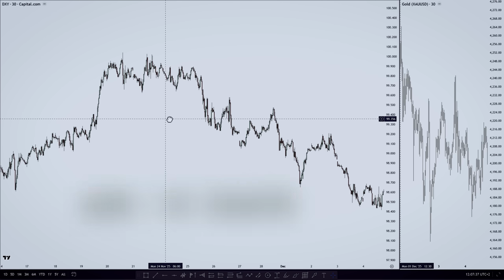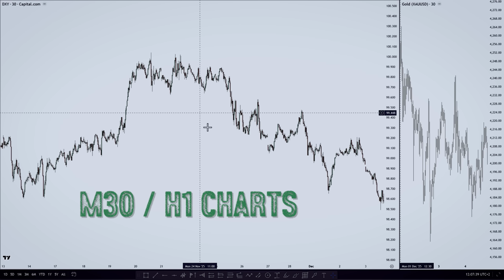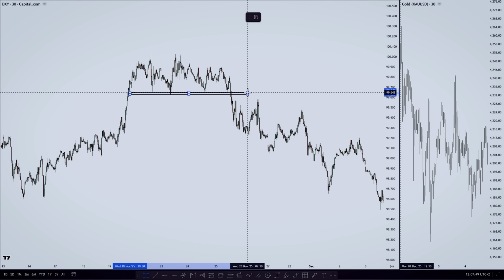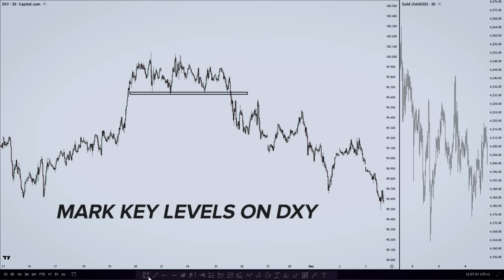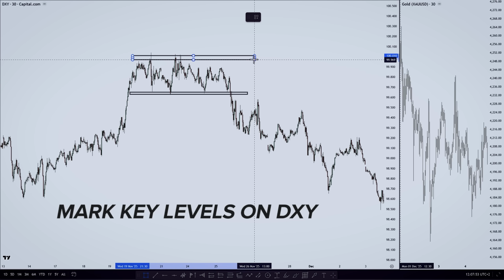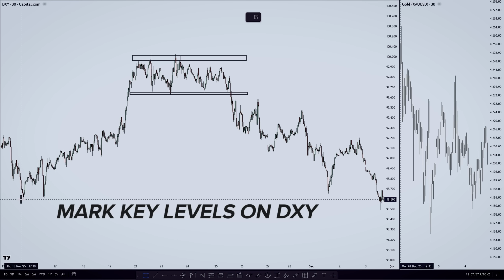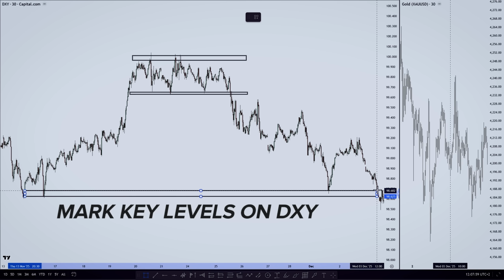I keep it on the 1 hour or the 30 minutes chart. Sometimes the 4 hour if I want to zoom out. Anything lower is just noise. Anything higher is too slow. Now I mark two things, support and resistance. Levels where dollar index bounced and got rejected before. This is where I draw my horizontal lines.